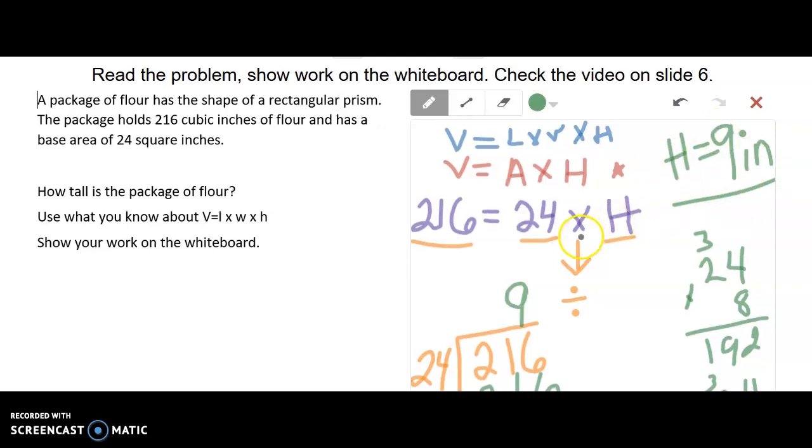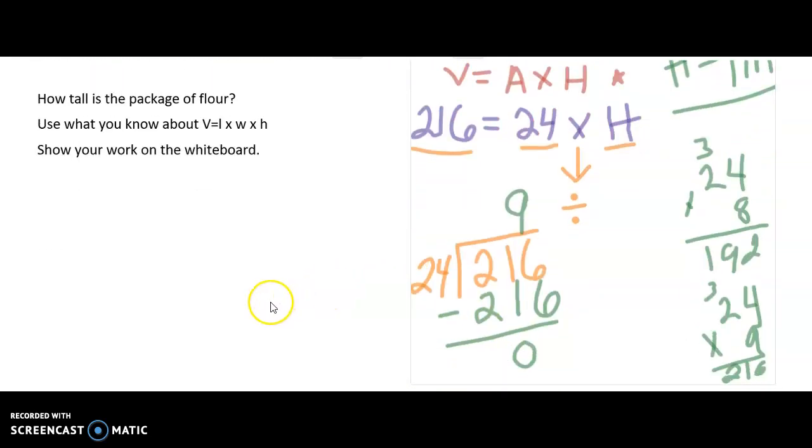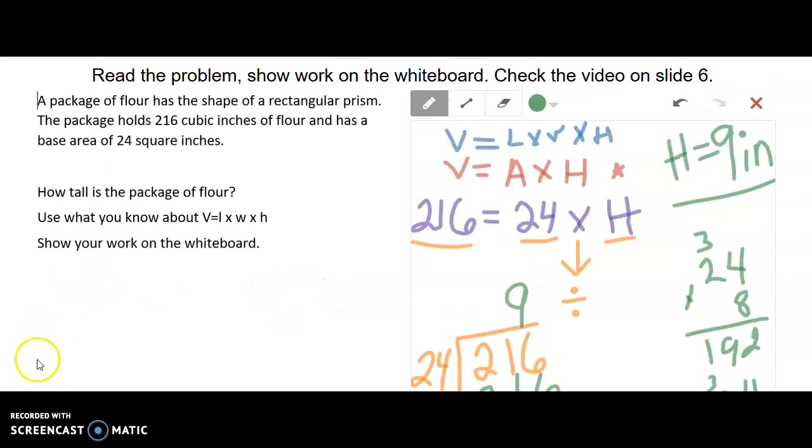Check your work against my work. If you need to make some changes, make some changes before you move to the next question.